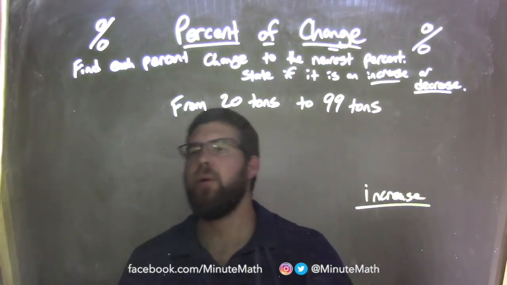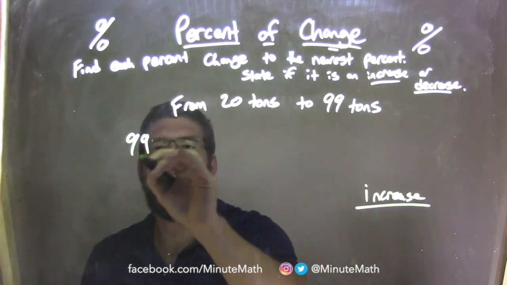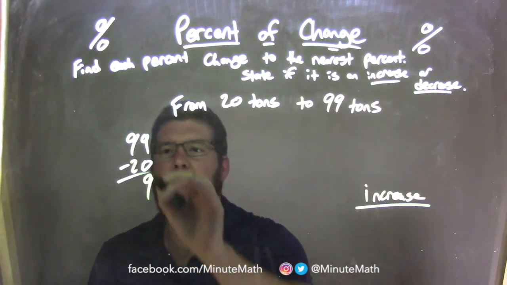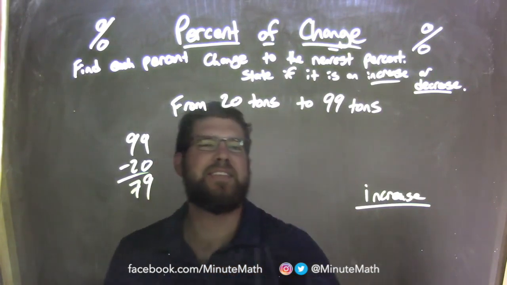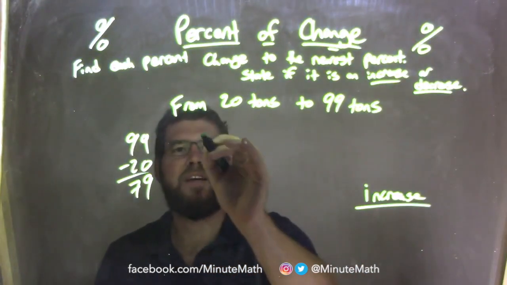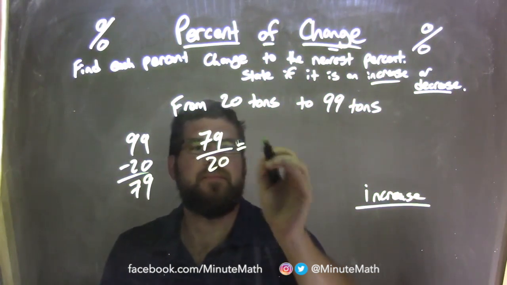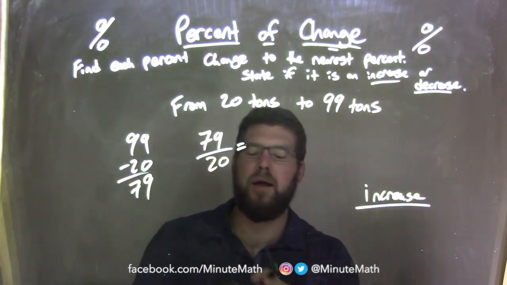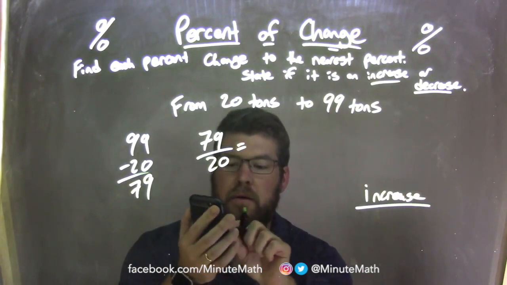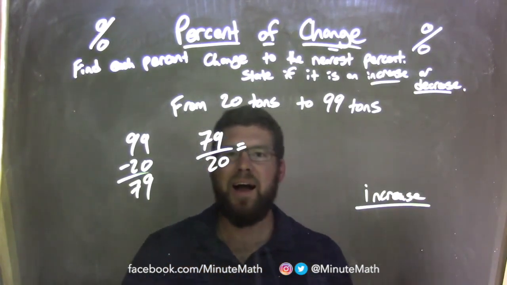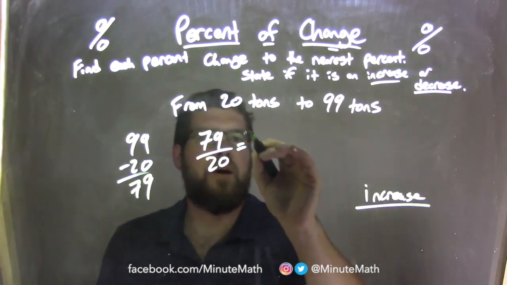Fantastic. Now we need to find the difference. 99 minus 20. Let's subtract that. 9 minus 0 is easy. It's a 9. 9 minus 2 is 7, and we have 79. We have to take that 79 and divide it by the first number, which is 20. What does that come out to be? You can write equals. That comes out to be 3.95.